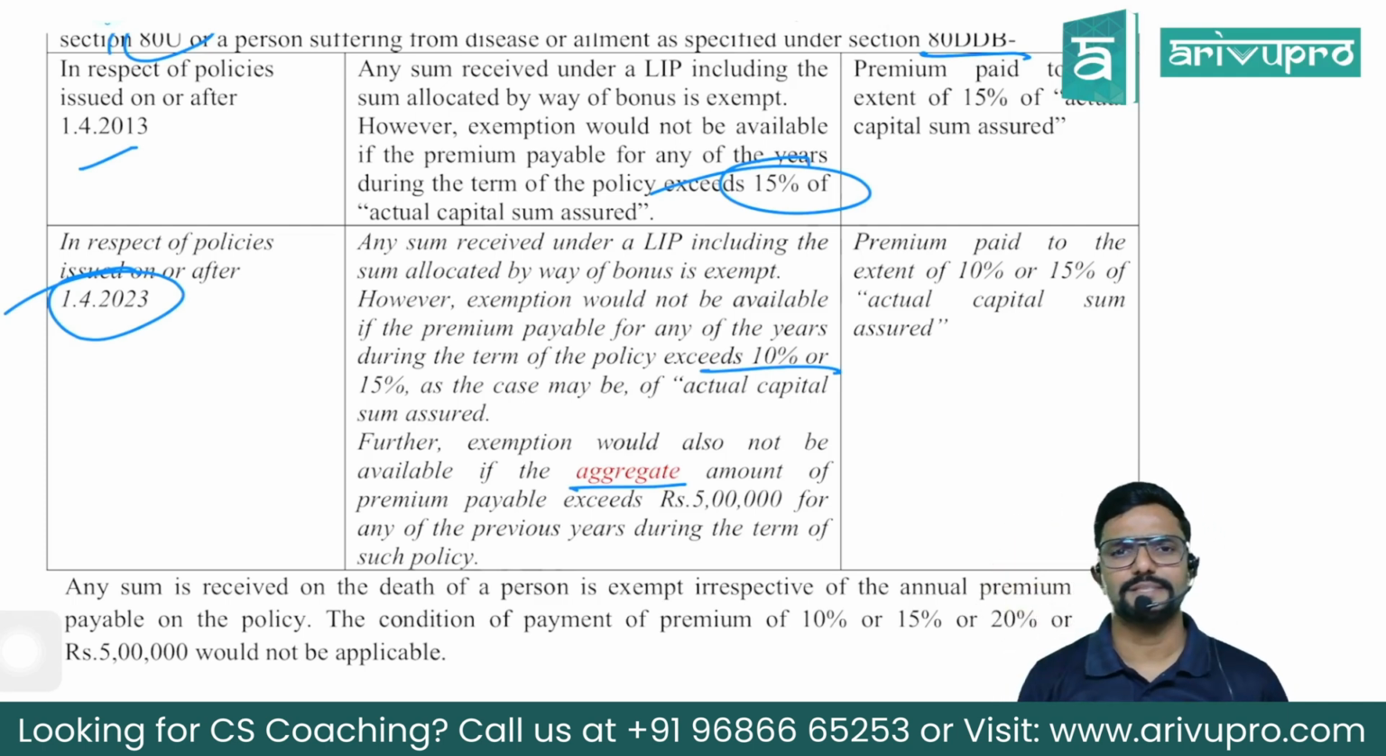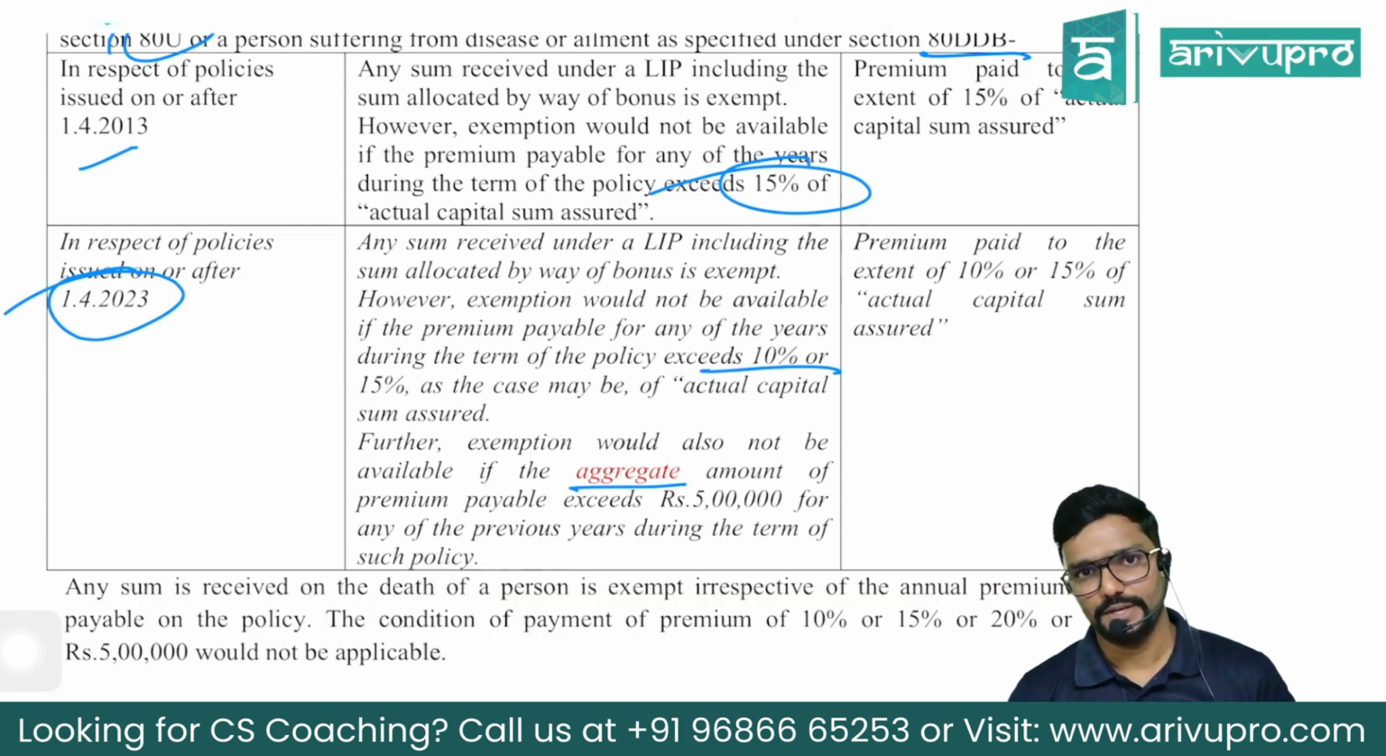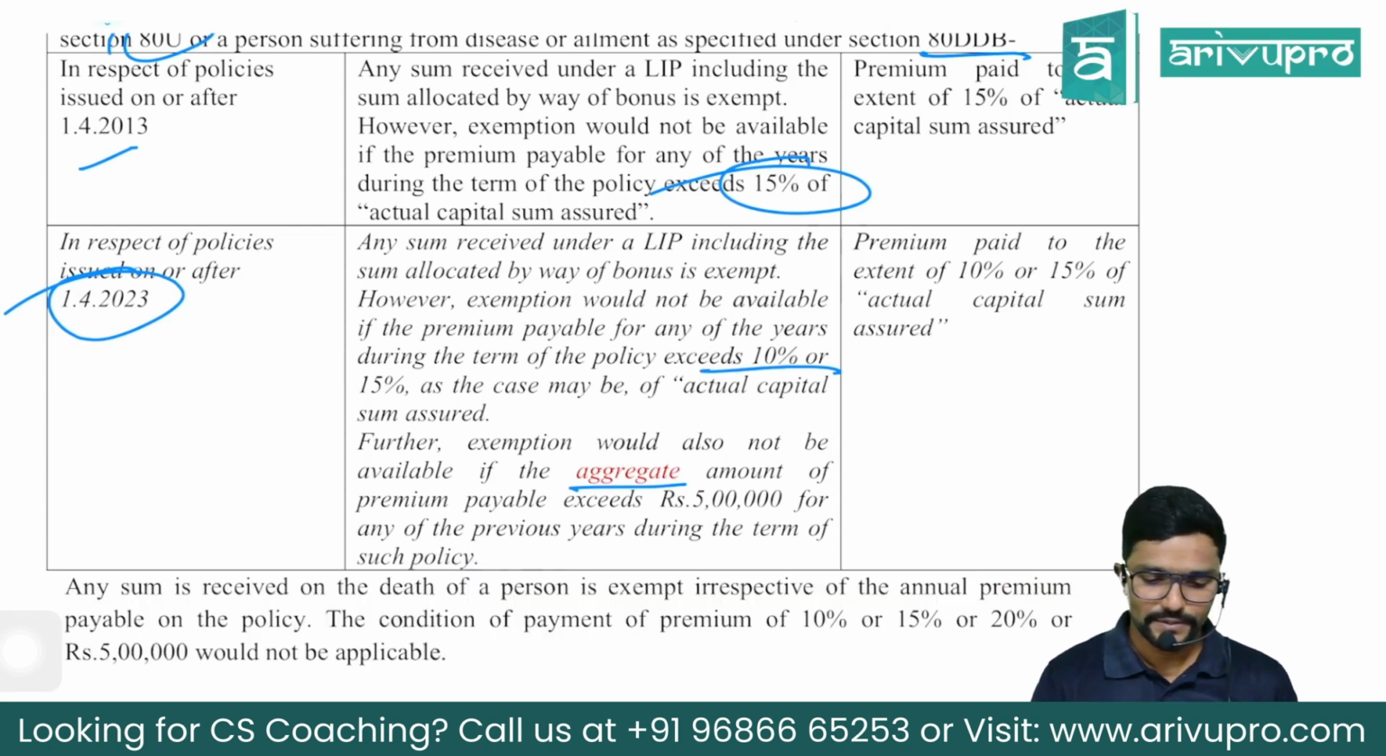Aggregate 5 lakh maximum. Sir, what is that aggregate? If I have taken multiple policies, assume I have 3 policies in my name, all policies put together, I cannot pay more than 5 lakh in a year. Then, sir, what if I pay more than 5 lakh? Then exemption will be available only to the extent of the premium paid up to 5 lakh.